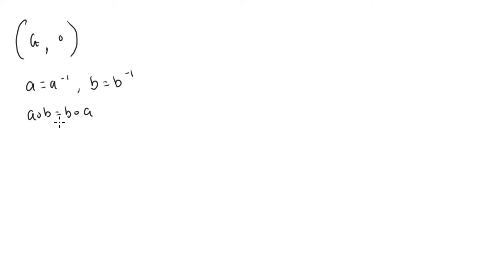We've also been told that the group is abelian. Okay, so commutativity holds. So A times by B is equal to B times by A. I'm just saying times because it's easier, but we all know that the binary operation could be any binary operation.